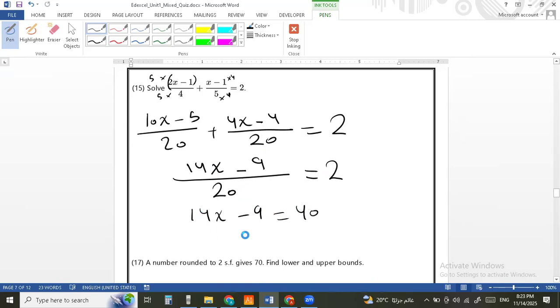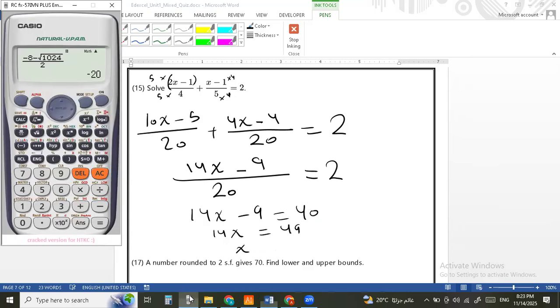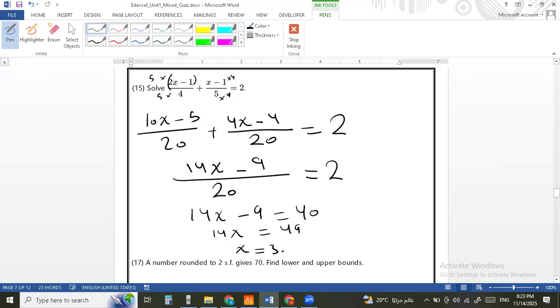Then now send the negative 9 to the other side, positive 9. So 14x equals 49. So x equals what you do on the calculator, 49 divided by 14 equals 7 over 2, which is 3.5. Here you go.